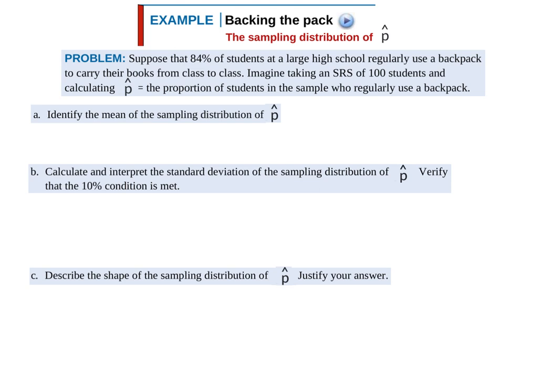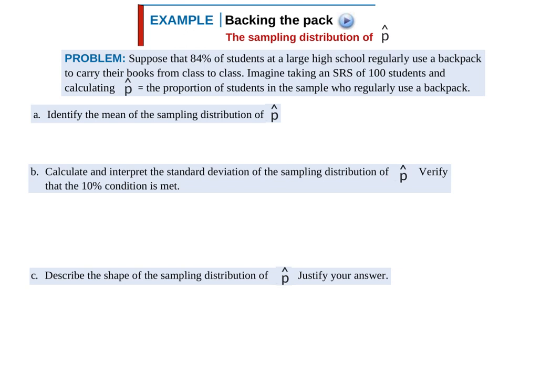So let's do one last example and we'll call it a day. This one is called Backing the Pack. Our problem says that suppose that 84% of students at a large high school regularly use a backpack to carry their books from class to class. Imagine taking an SRS of 100 students and calculating our p hat, or our sample proportion, which means the proportion of students in the sample who regularly use a backpack.